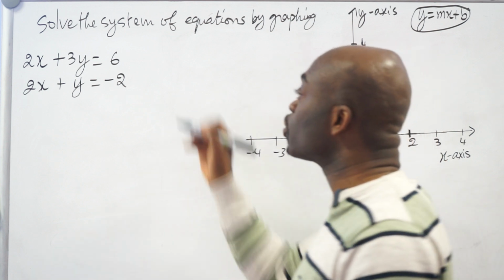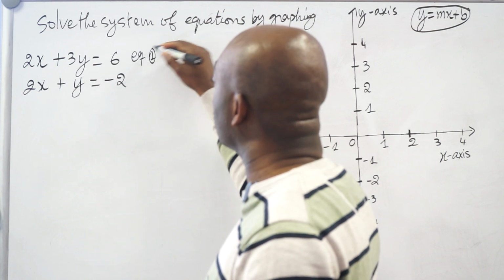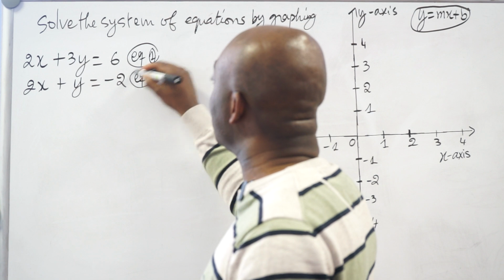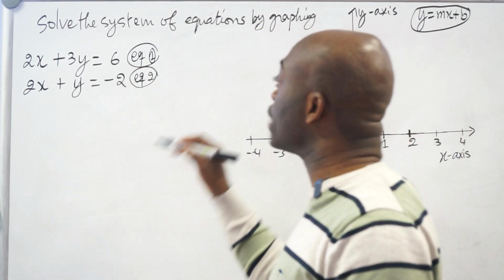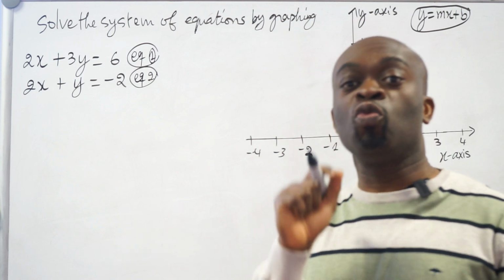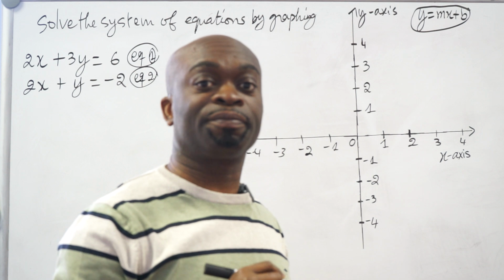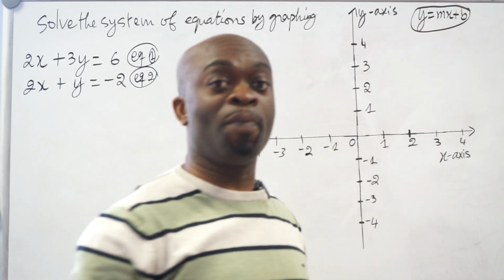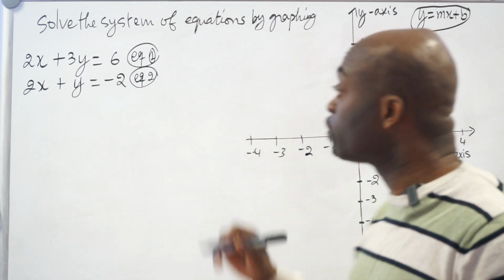Let's go. So equation one here, and then we have equation two. So we named them: equation one, equation two. So how are we going to proceed? Because remember, we want to have y equals mx plus b. We want to have this kind of format, which is the slope-intercept form. So that's what we want.